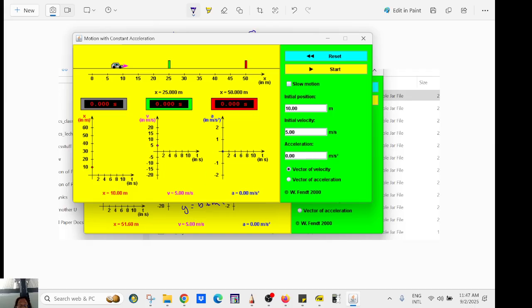Okay, let's make it a little bit more complicated. I have an acceleration of 1, and this is 0.